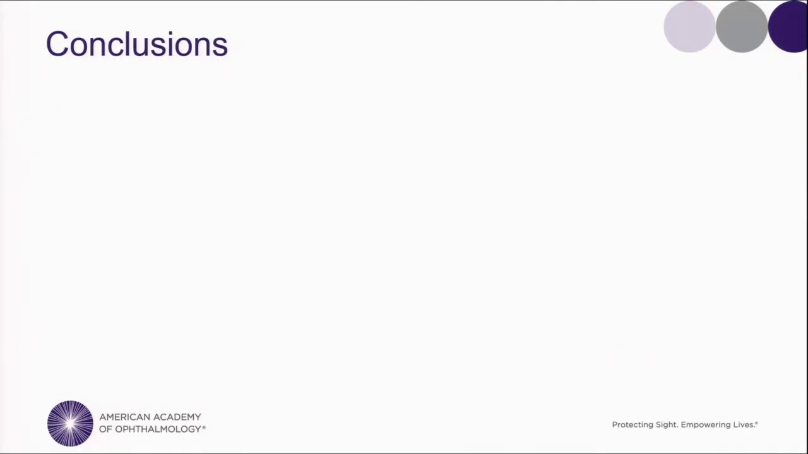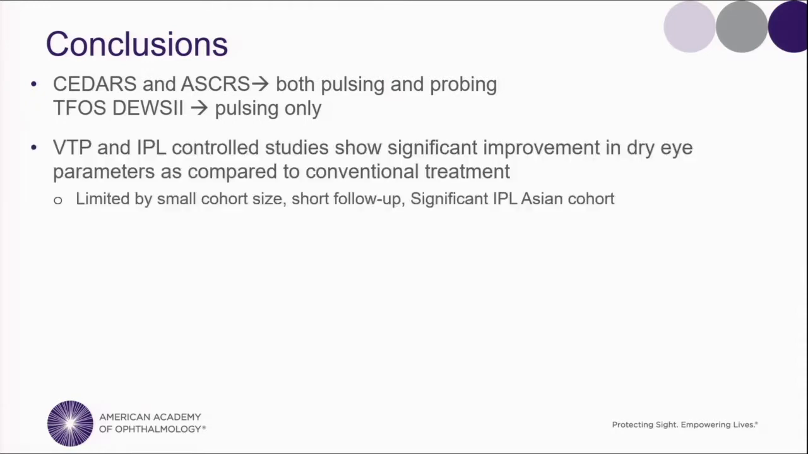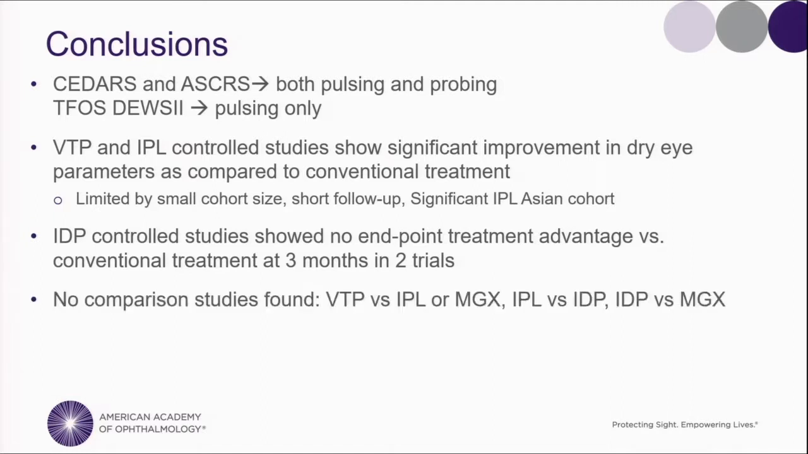So in conclusion, the CEDARS and ASCRS protocols recommend both pulsing and probing. The TFOS DEWS 2, pulsing only. For vector thermal pulsation and IPL, the control studies show significant improvement in dry eye parameters as compared to conventional treatment. However, we're limited by small cohort size, short follow-up, and a significant IPL Asian cohort. Intraductal probing controlled studies showed no endpoint treatment advantage versus conventional treatment in the 2 trials at 3 months.